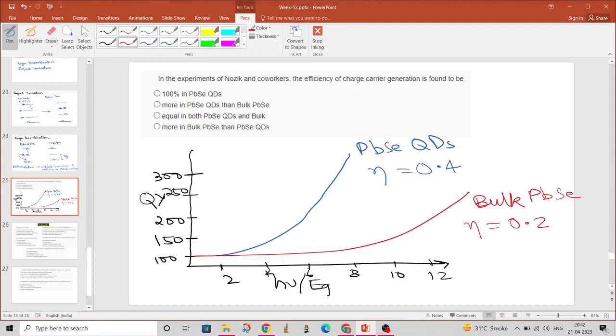So here the answer should be more in the lead selenide quantum dots than bulk. It's not more in bulk, so this is wrong. It's not equal, it's different. It is more in the quantum dots, more in the lead selenide quantum dots than bulk lead selenide. 100% in quantum dots? Even in the quantum dots, it's not 100%. It is 0.4. That is 40% only.